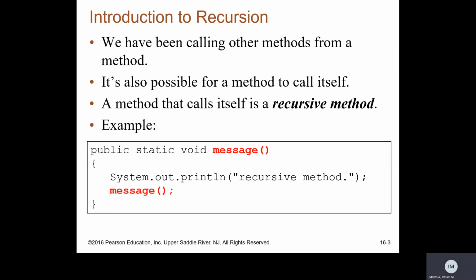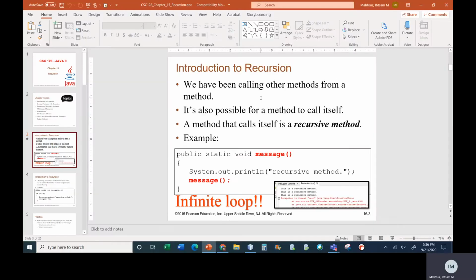Well, this method will give us an infinite loop because message will print recursive method and it will then call itself, which is going to come back, print recursive method and call itself, and it's going to keep doing that forever. So this will give us an infinite loop. So what if I want to write it without having an infinite loop? Well, then I need to know how many times I want to call message.